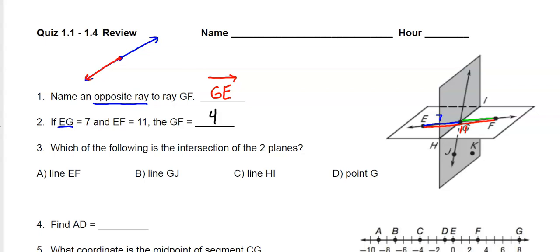Which of the following is the intersection or the overlap of two planes? Well, the overlap of the two planes, where they meet, they share this spot right here, all the way down. So right now it kind of looks like segment HI. Technically planes go forever, so this line would go forever. So it's actually line HI. That would be the intersection or the overlap where they cross for both planes.